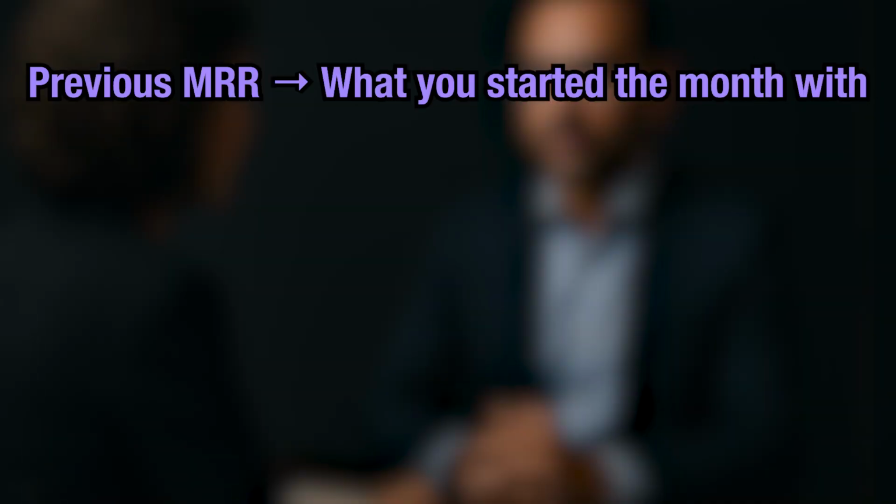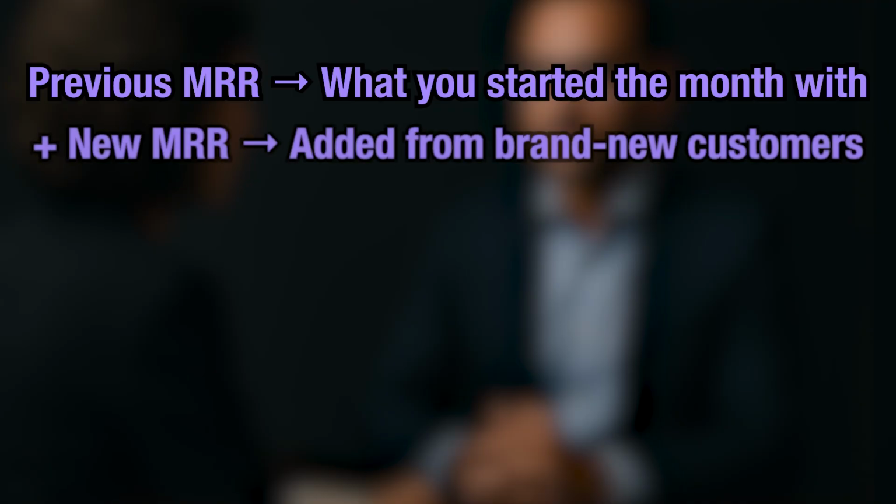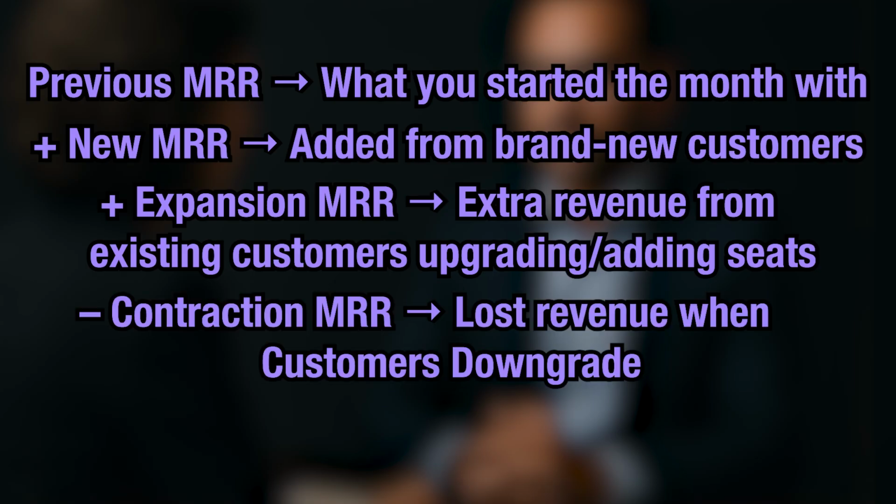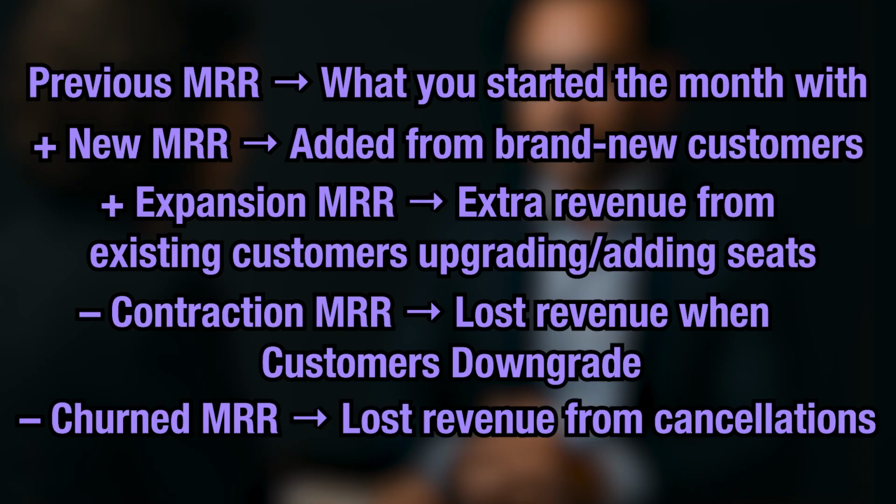So, breaking it down, your previous month MRR is the MRR that you started the month with. You add the new MRR, which is from the brand new customers. Then you add the expansion MRR, which is extra revenue from existing customers upgrading or adding seats. Then you subtract the contraction MRR, which is revenue loss from customer downgrades. And finally, you subtract the churned MRR, which is lost revenue from cancellations, to get to your new month's recurring revenue, or the new month MRR.